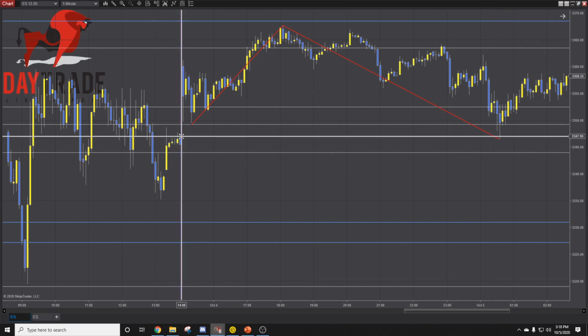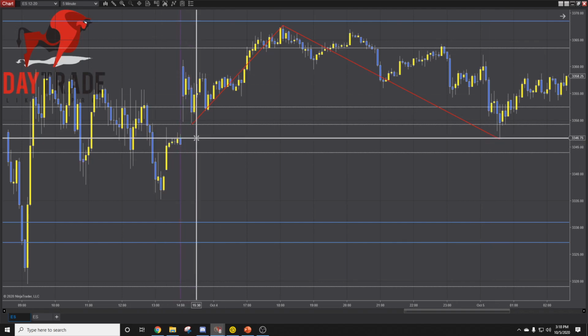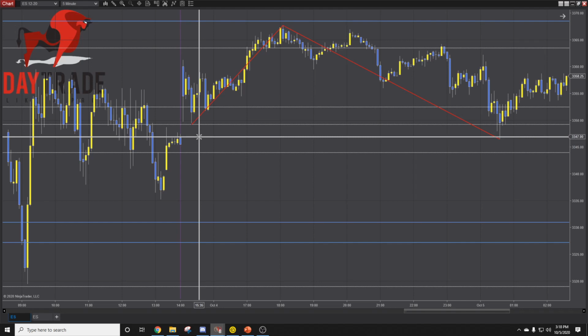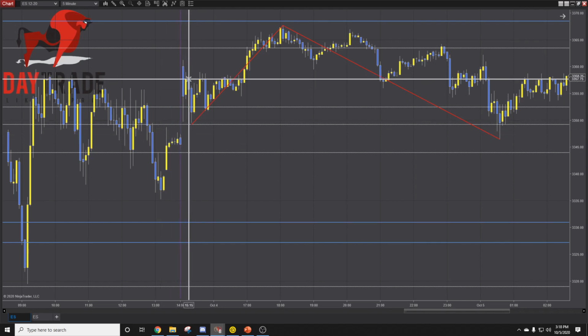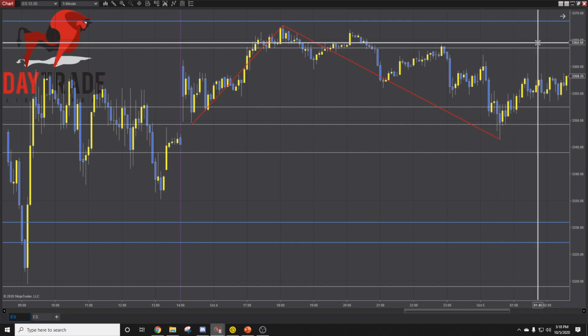Only got down here to where this gap up happened, which is not an uncommon occurrence anyway. The buyers stepped in here and gapped this up. They'll step in here and gap it up again.